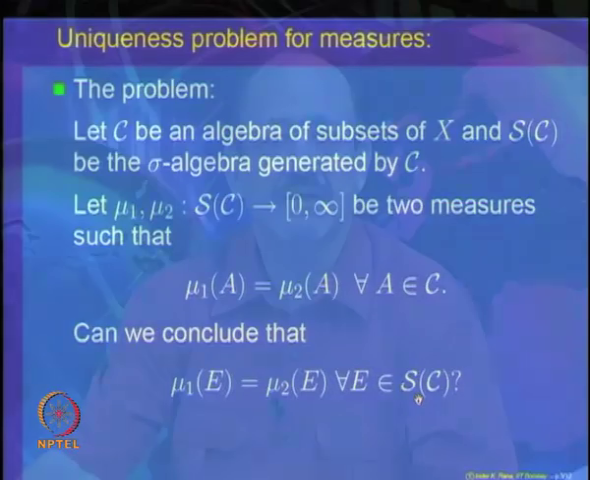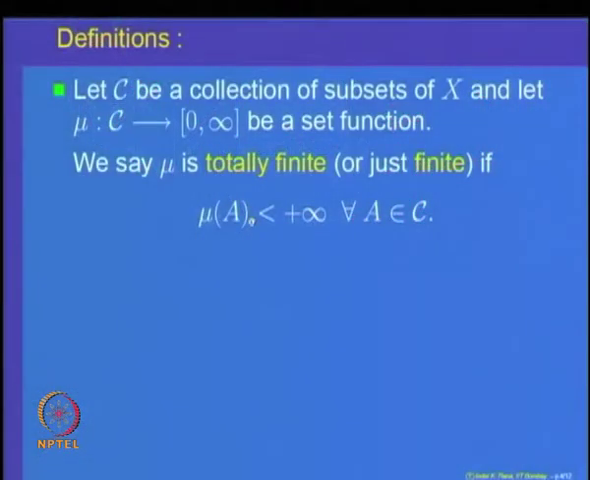So, to answer this question, let us make some definitions. So, first of all, this is not true in general for all measures. We have to put some conditions on the measures. So, let us look at what is called a totally finite measure. A measure on C is called totally finite if mu of every subset A is finite in the domain of mu. So, C is a collection of subsets and mu is a set function. So, we say mu is totally finite, or sometimes we also say it is finite, if mu of A is less than plus infinity for all A belonging to C.